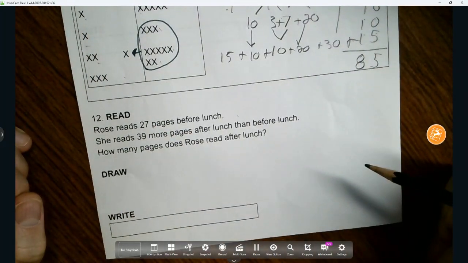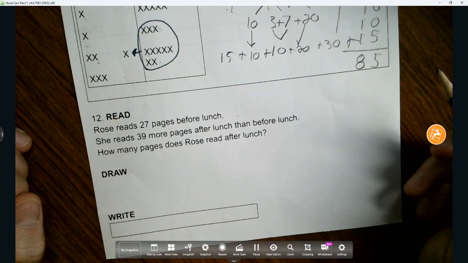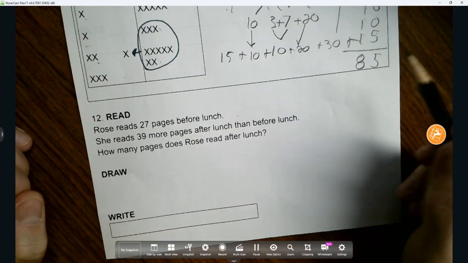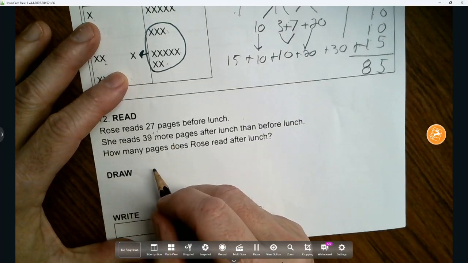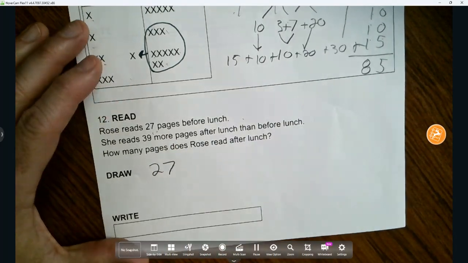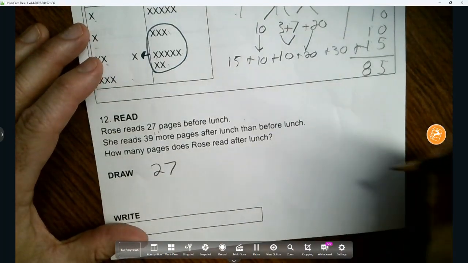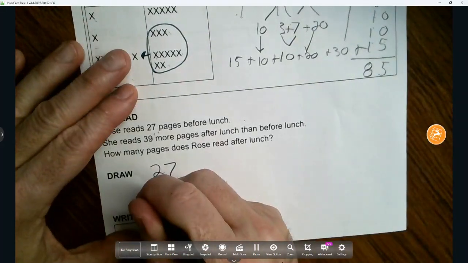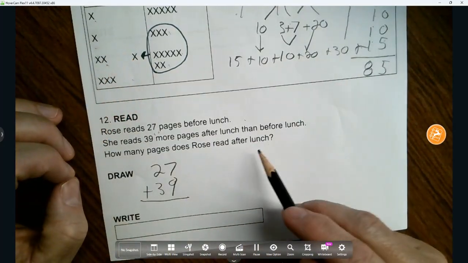Number 12. Rose reads 27 pages before lunch. Good for Rose. She reads 39 more pages after lunch than before lunch. How many pages does Rose read after lunch? So listen to what they're saying. Before lunch, she reads 27. After lunch, she reads 39 more pages than before lunch. More. 39 more. So how many does she read after lunch?